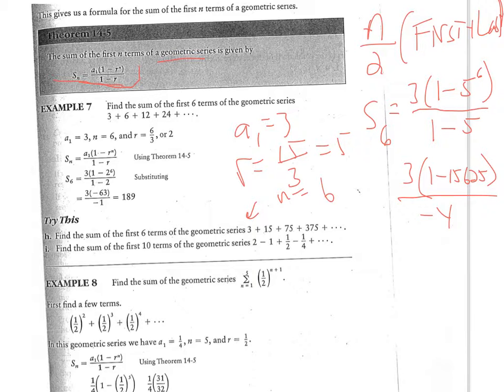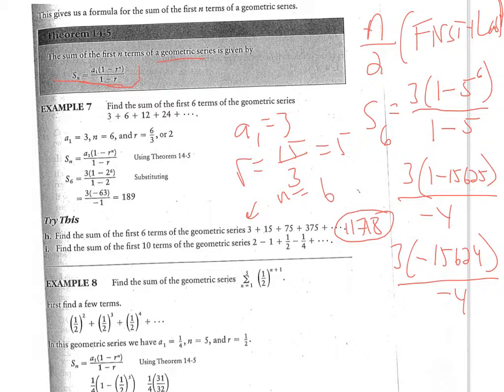It's over negative 4, and 1 minus 15,625 is 3 times negative 15,624. I know that divides by 4. I see the negatives cancel out. I really don't want to do all that work, so I'm just going to multiply by 3, divide by 4, and I'm getting 11,718 is the sum of the first 6 terms in the sequence.